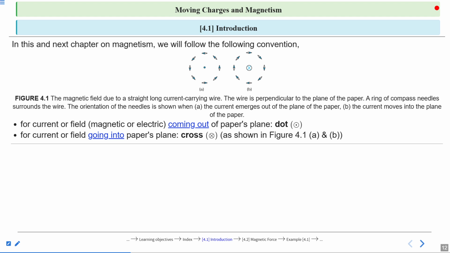This current or field should always be perpendicular to the plane. For coming out of the plane, it is represented by a dot. For going into the paper's plane, it is represented by a cross. It is also represented in the A or B diagram.